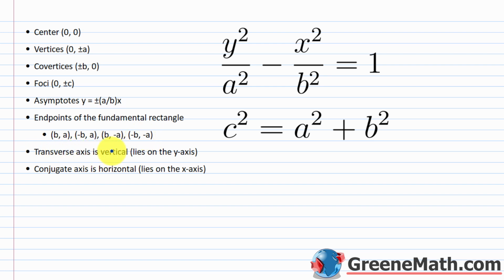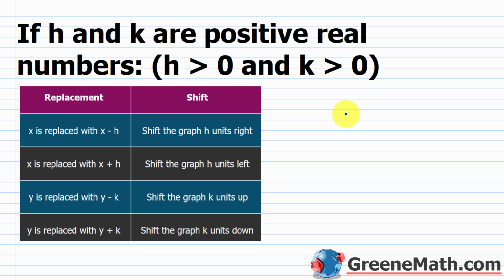The transverse axis is vertical, so it lies on the y-axis in this case. The conjugate axis is horizontal, so it lies on the x-axis in this case. All right, let's talk about shifting things around now. So let's say you have some h, k that's not at the origin.